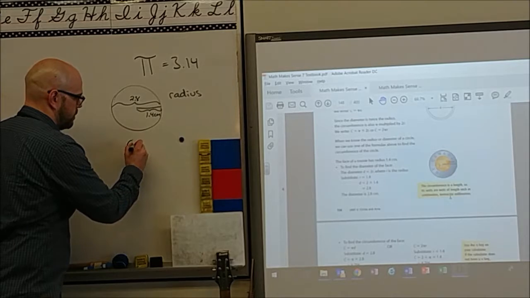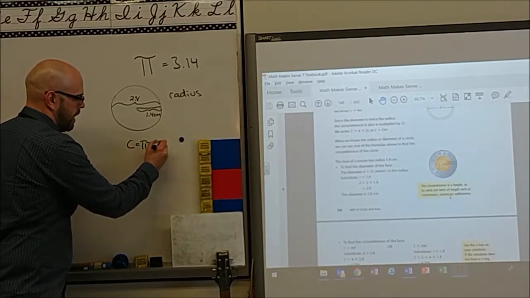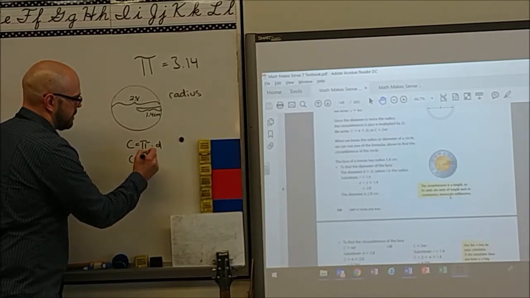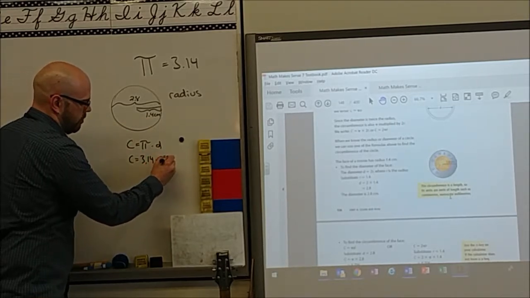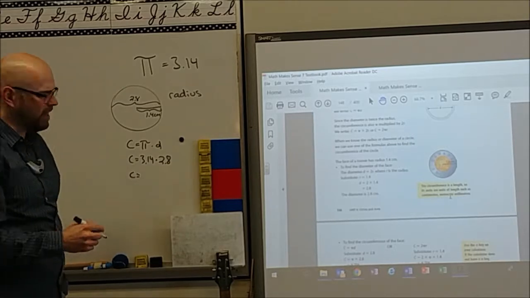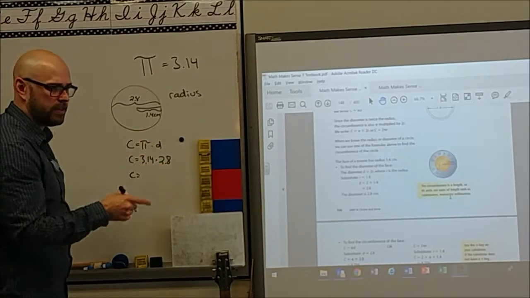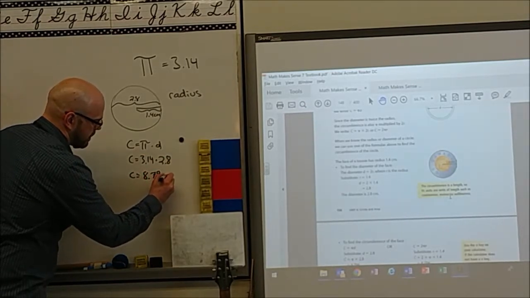Okay, let's go to the formula. Circumference equals pi times diameter. 3.14 is pi, times the diameter, which is 2 times that radius. That was 2.8. So it's probably going to be around 9-ish, I think, because we got a little under 3, and 3 times 3 is 9. So what's our answer? 8.79, and that was centimeters.